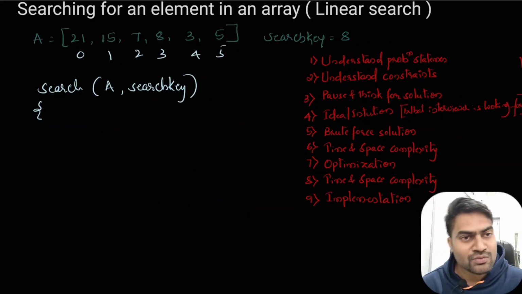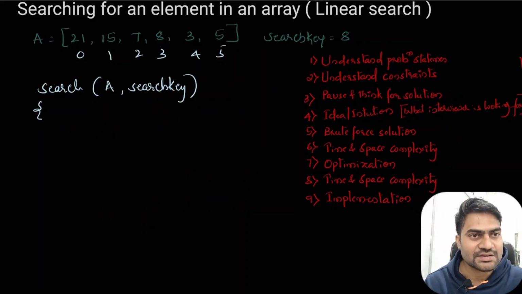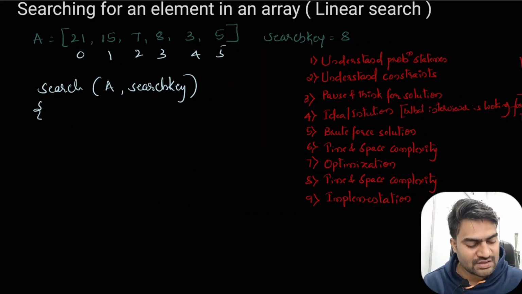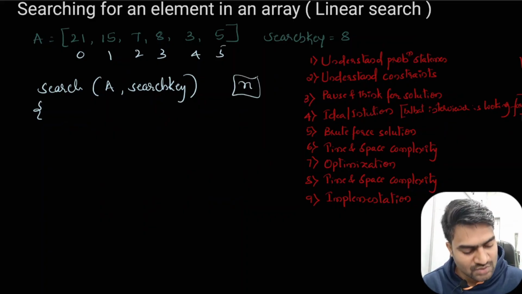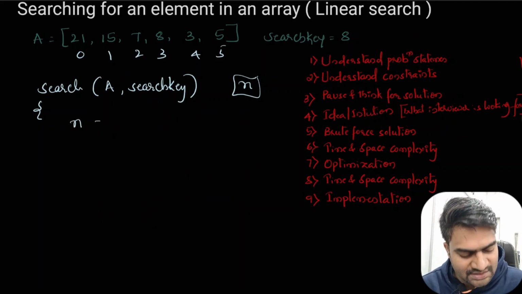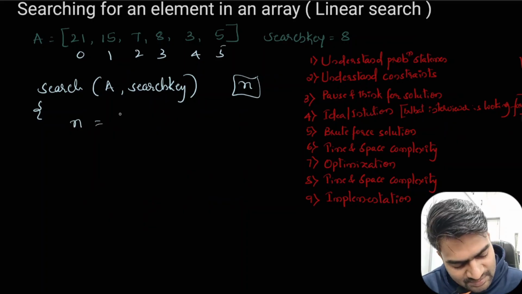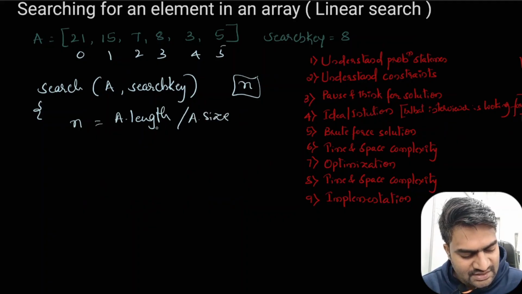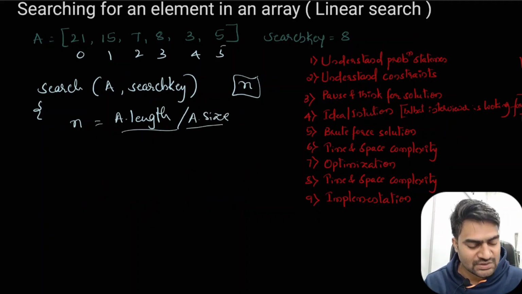So how to check whether the array contains elements or not? For that we need to check the length. So maybe its length is n. I will take a variable, maybe it's an integer or whatever type. Since it is pseudocode, I don't mention any type here. So n will be a dot length or a dot size, something like this. With this, we will get to know the size.